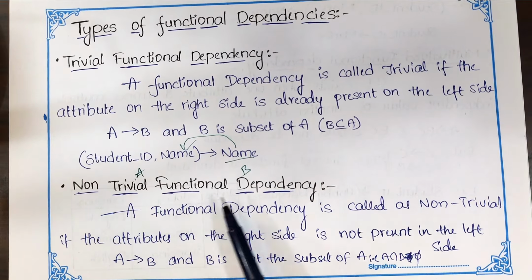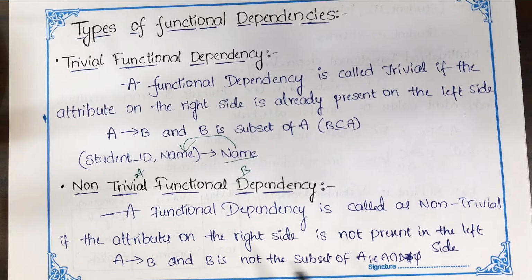Next one comes non-trivial functional dependency. In this, the attributes on the right side are not present in the left side.